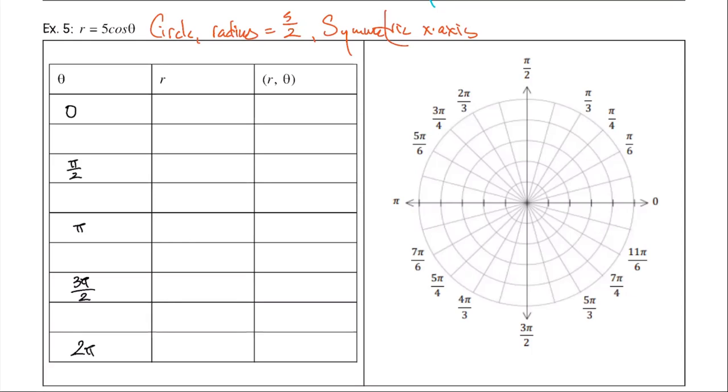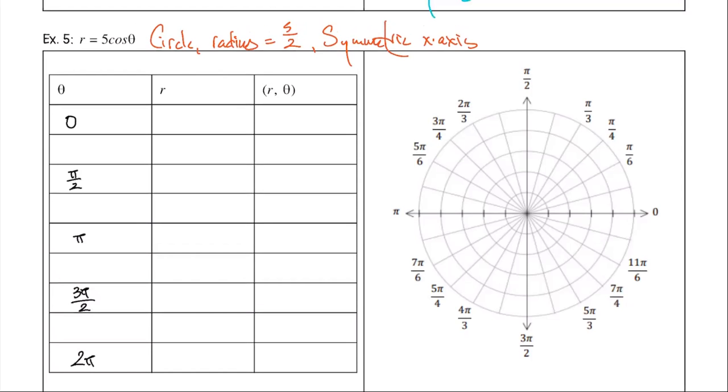They worked for us before. Are they going to work for us now? So now if I plug 0 in for theta into this equation, 5 cosine theta, I'm going to get 5 cosine 0. What's cosine of 0?